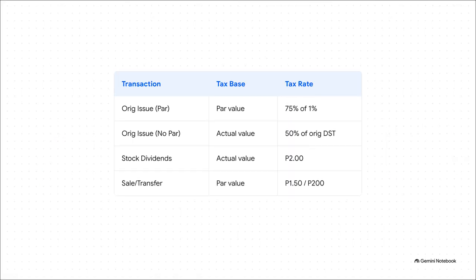Now, what's super interesting here is the pattern that emerges. We've got our anchor, that's 75% of 1% for original issue with par value. But look at the no par shares. Notice how they're brilliantly hacked into your memory? The rate is exactly 50% of the standard DST paid on the original issue. Boom, easy. Then for stock dividends, it's just a flat 2 pesos on the actual value per share. And for the sale or transfer of shares, 1 peso and 50 centavos for every 200 pesos of par value. See how grouping them like this builds a mental framework instead of just random numbers?